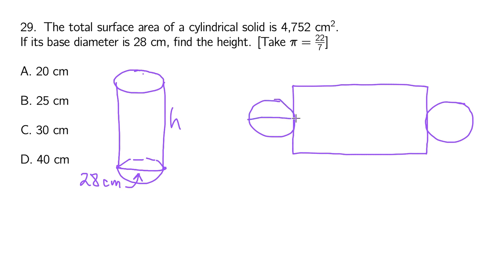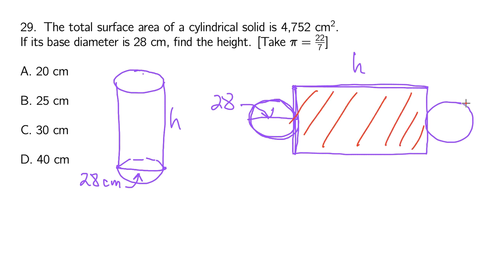So this again is 28, as we've already sketched. This is going to be the height, and then this length is going to be the same as the circumference of this circle. So that's the trick, or the idea we need in this problem. The total surface area of the cylinder is going to be the area of this rectangle plus the area of these two circles, and we're told that that is equal to 4,752.